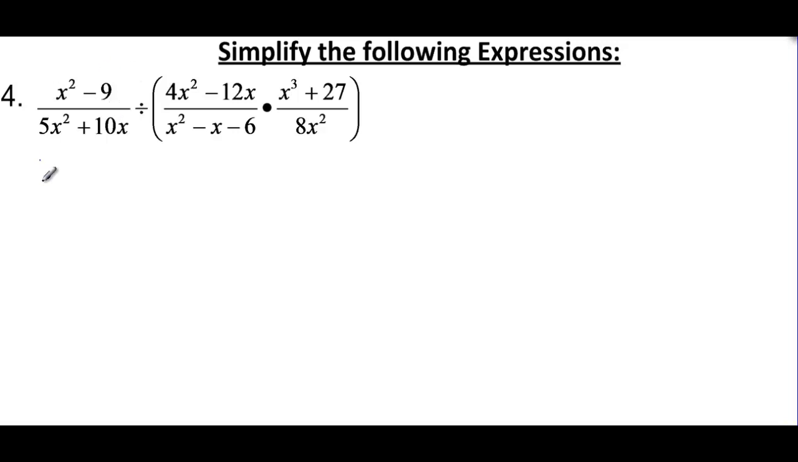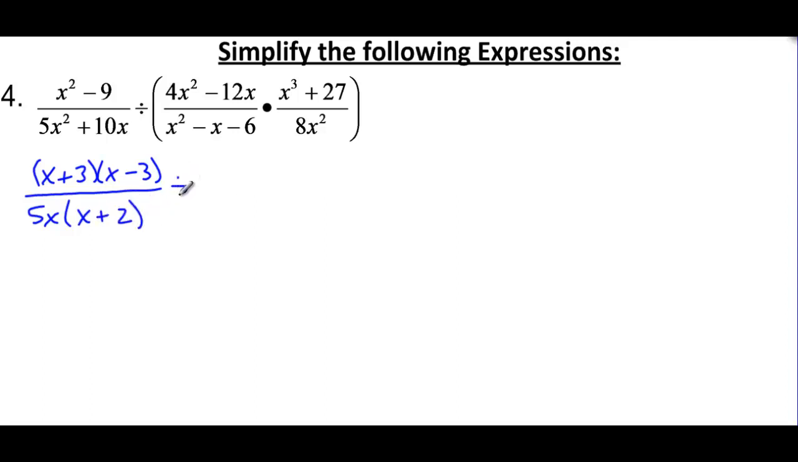I am going to factor this right away, just so I don't forget to do it. I have an x plus 3 times an x minus 3. That is a difference of 2 squares. In the denominator, I have a GCF of 5x. And remember, always look for a GCF first. Many students get to this and they start factoring like a trinomial with 2 sets of parentheses and they can't figure out how to do it. So look for your GCF first. This is going to give me an x plus 2.